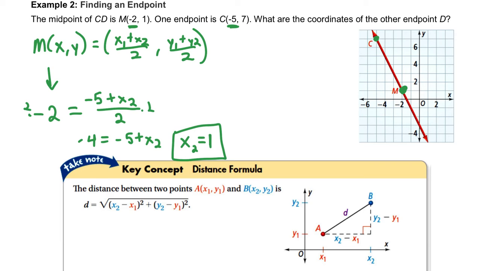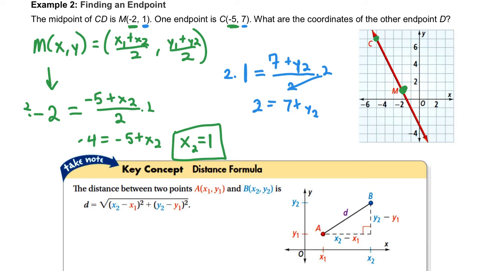So to find the y value, I'm going to use blue and I'm going to do the same process. Midpoint is 1. Midpoint y value is 1. One of the endpoints y value is 7. So the equation I set up is the midpoint 1 equals the value of that endpoint y value plus y2, divided by 2. So to solve that, it's the same process. Multiply both sides by 2. 2 equals 7 plus y2.